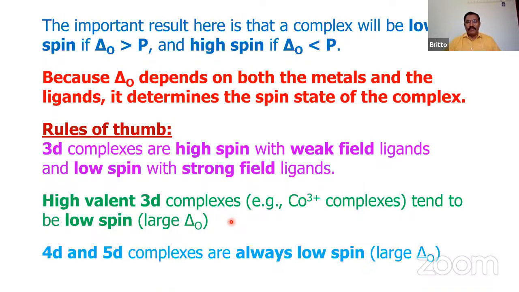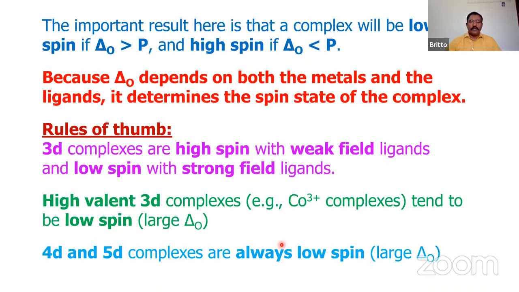Another thing is high valent 3d complexes, which you can also remember. Suppose a metal can have two oxidation states, a lower and a higher one, such as cobalt 3+ and cobalt 2+, iron 2+ and iron 3+. Generally, the high valent complexes tend to form low spin.